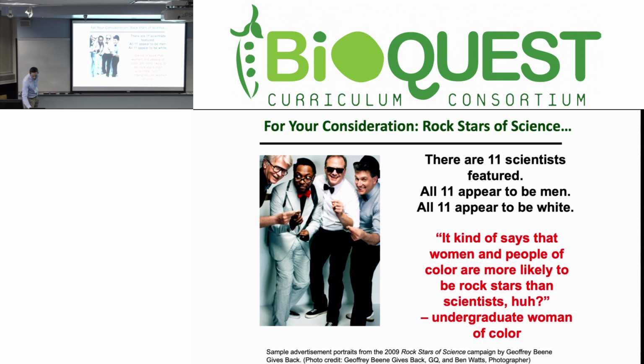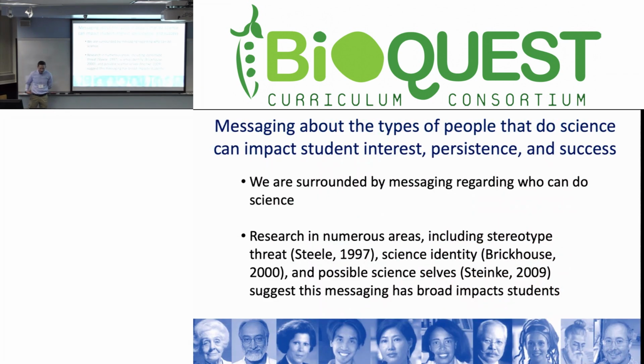And so this leads me to say that the messaging about the types of people that can do science, or really any field, not just science, can impact student interest, persistence, and success. We are surrounded by messaging regarding who can do science. Even if you or your students have never seen Rockstars of Science before, they're certainly exposed, on a daily basis, to information and messaging about who does different kinds of things in the world, from the world around them, from popular culture, from media, all kinds of places, right?